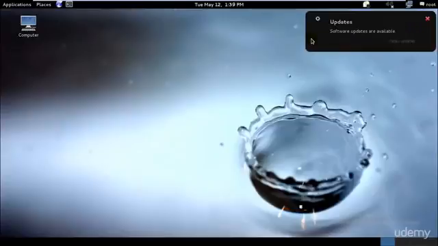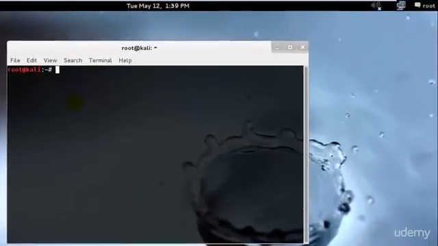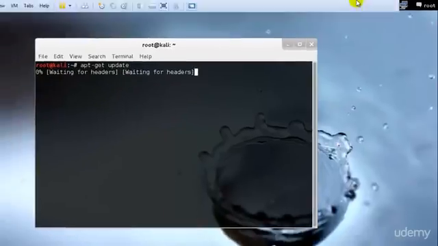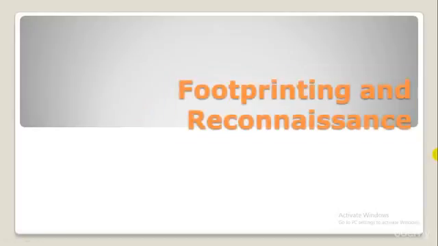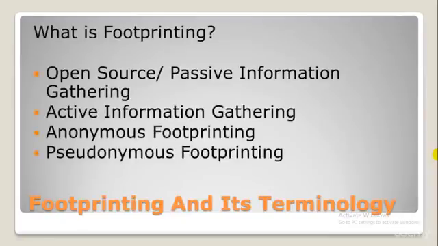Footprinting is just that we need to gather information about specific targets. Let me check the updates. By the time it gets updated, let's start with the footprinting terminology. Footprinting and reconnaissance is what we would be learning today. These are the several ways of gathering information. Before we go deep into this concept, it is important to know the basic terminology used in footprinting, and these terms will help you understand the concept and its structure.